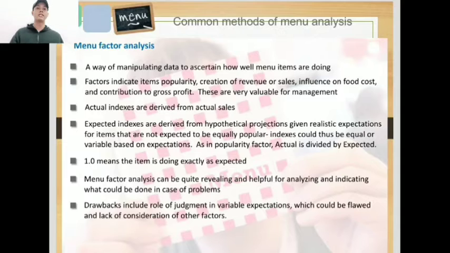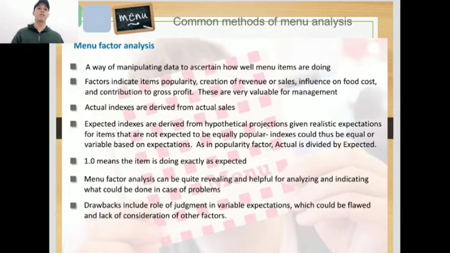Menu factor analysis includes a way of manipulating data to ascertain how well menu items are doing. Factors indicate items' popularity, creation of revenue or sales, influence on food costs, and contribution to gross profit. These are very valuable for management. Actual indexes are derived from actual sales. Expected indexes are derived from hypothetical projections given realistic expectations for items that are not expected to be equally popular. Indexes could thus be equal or variable based on expectations.